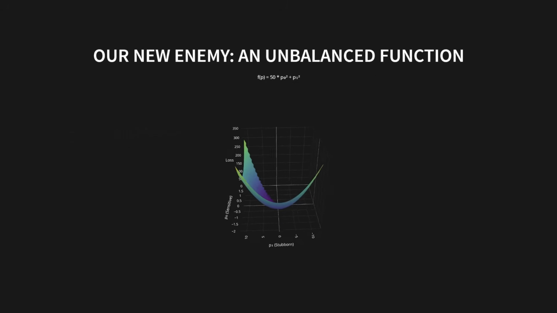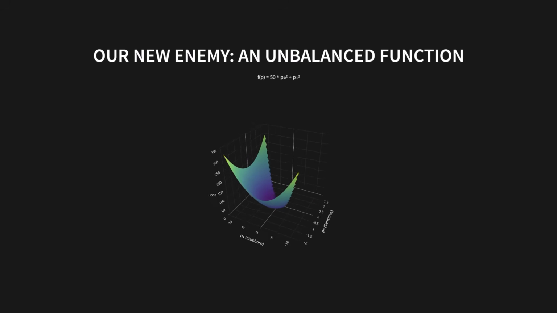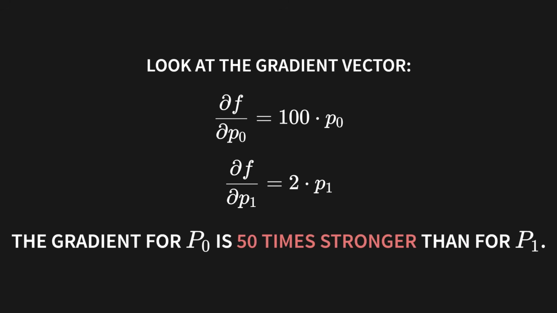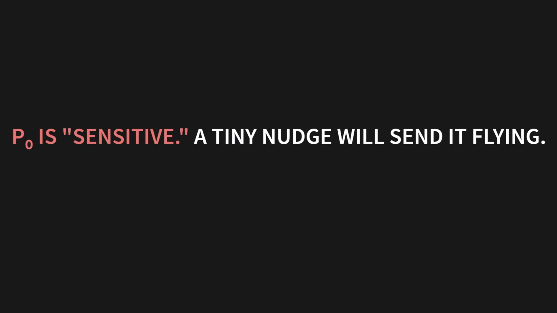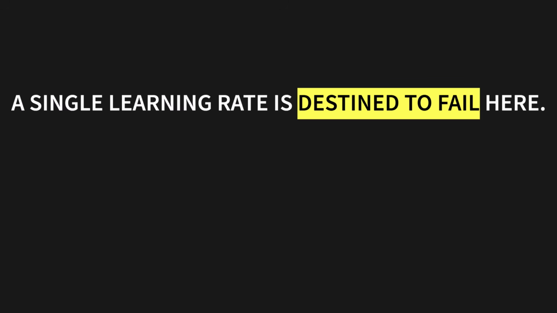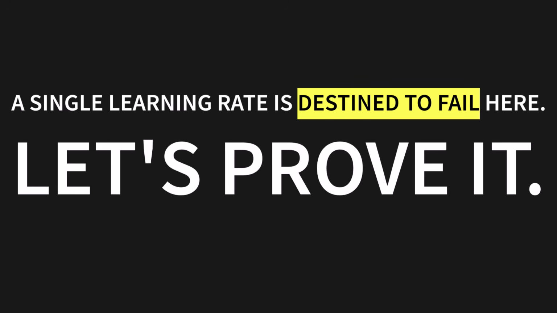Let's introduce our new enemy, an unbalanced function. Look at the gradient vector for this function. The partial derivative with respect to p0 is 100 times p0. The partial derivative for p1 is just 2 times p1. The gradient for p0 is 50 times stronger than for p1. p0 is sensitive. A tiny nudge will send it flying off a cliff. Meanwhile, p1 is stubborn. It barely wants to move at all. A single learning rate is destined to fail here.